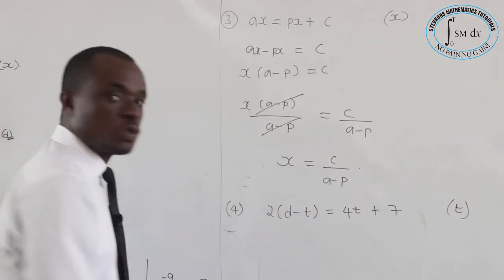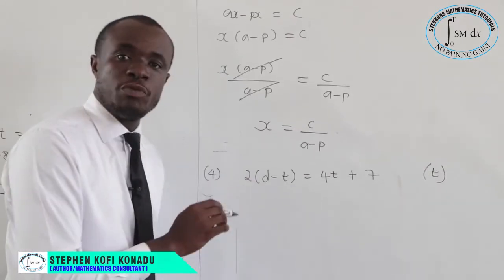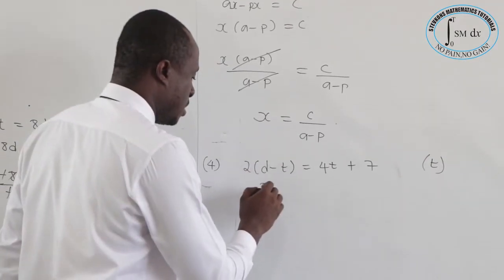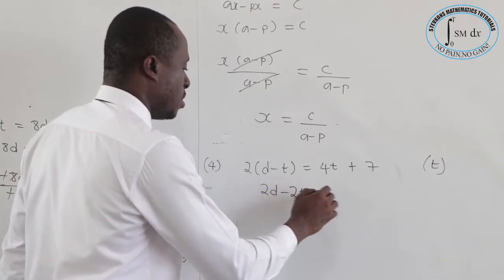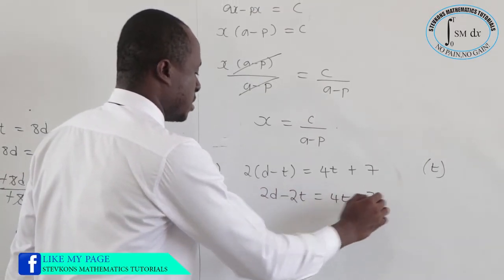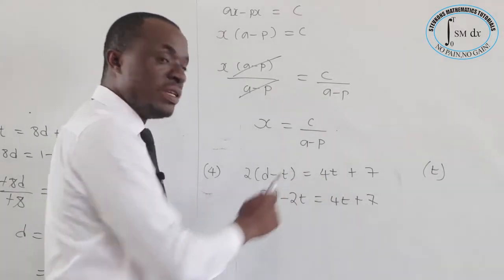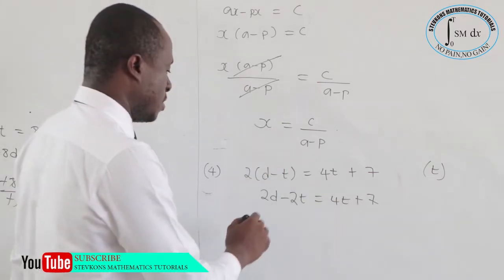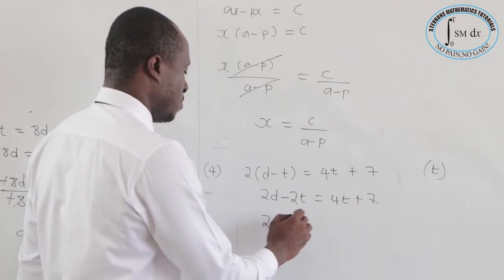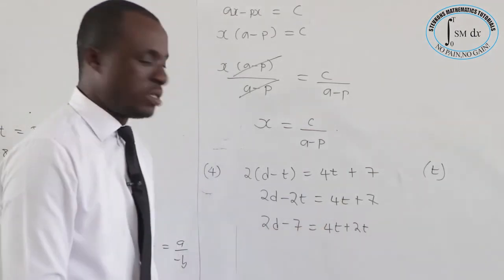So first, what are we supposed to do? We are supposed to expand, so we have to use the distributive property. So 2 times d, that is 2d. 2 times t, that is 2t, equal to 4t plus 7. Now there's t here, there's t over there. This negative, it is better to move it this side so that it becomes positive. And then bring the 7 to this side. So I have 2d minus 7 equal to 4t plus 2t.